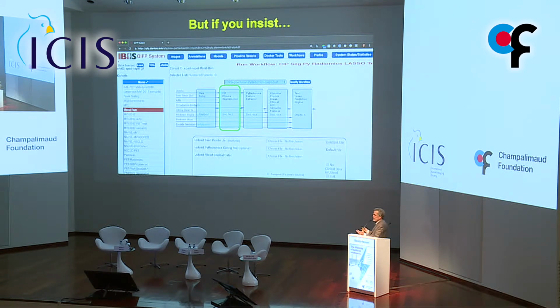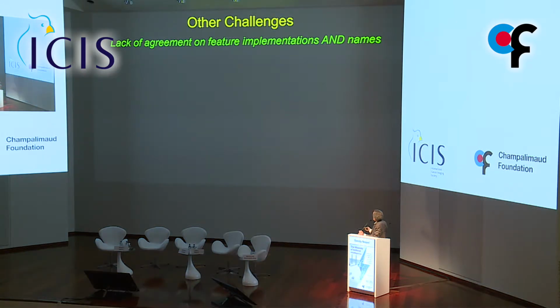But if you insist on segmentation, the quantitative image feature pipeline will accept a segmentation algorithm in a Docker container, and it can be configured in a workflow such as the one shown here. This is a segmentation algorithm that comes out of the Harvard and Brigham groups from Boston. So there are other challenges, and I'll go through these quickly.